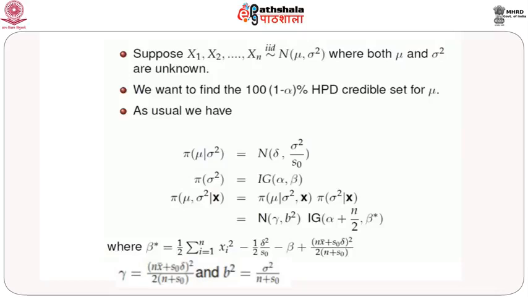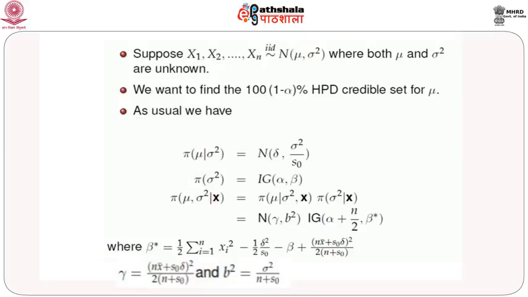So, we turn back to the normal example and we have the usual assumptions for the prior distributions. We have also seen how the posterior distribution of the parameters given the data looks like. For simplicity of notation, we write beta star as the following quantity, gamma and b square. And we also saw that the posterior distribution of mu given the data is actually a t distribution with degrees of freedom 2 alpha plus n plus 1, multiplied by some constant.